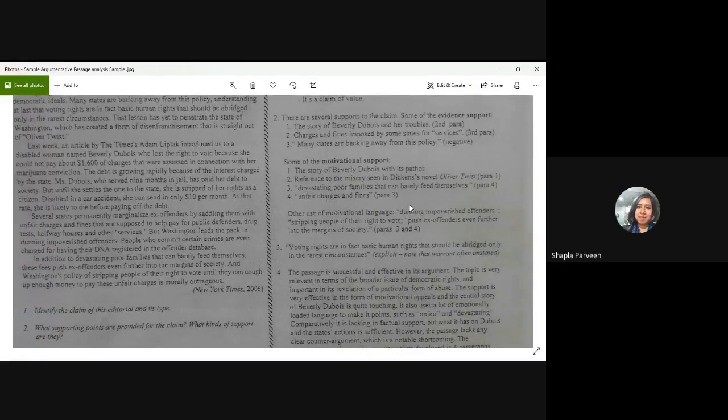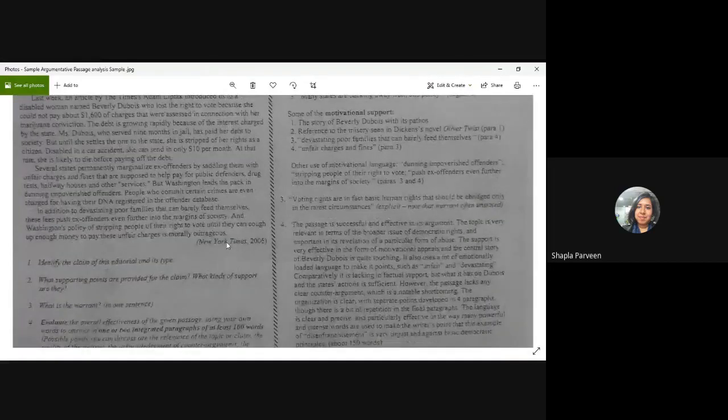That's why these are also examples of motivational support. So, 3 to 4 of this support is enough. So total, you should list them up to 6. You can write more, but 6 is enough because question number 2 carries 3 marks. Okay, so it says other uses of motivational language are dunning, impoverishment, offenders, stripping people of their rights to vote. So these are motivational language that has been used as well.